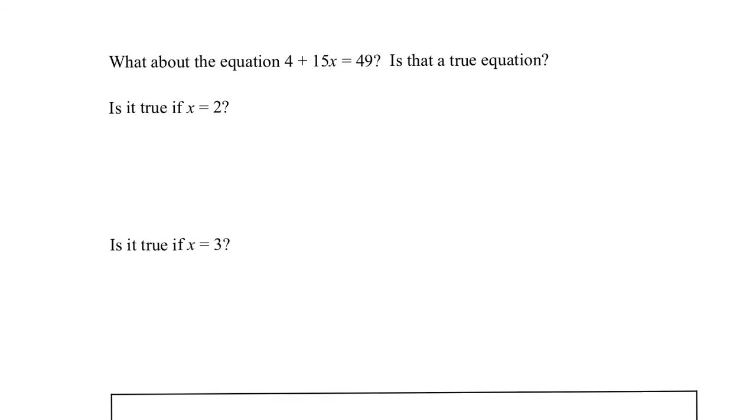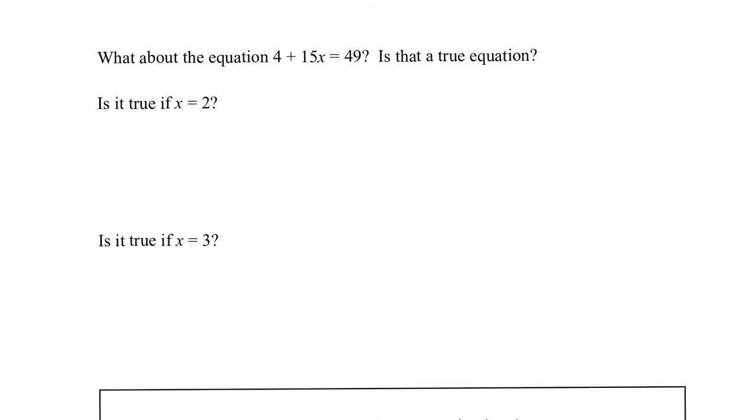For example, let's say I were to put in 0 for x. Well, that would be 4 plus 15 times 0. 15 times 0 is 0. So 4 plus 0 is 4. 4 equals 49. That's not true. So we know that when x is 0, this is not a true statement, a true equation. But what about if x is 2? Would that make it a true statement?